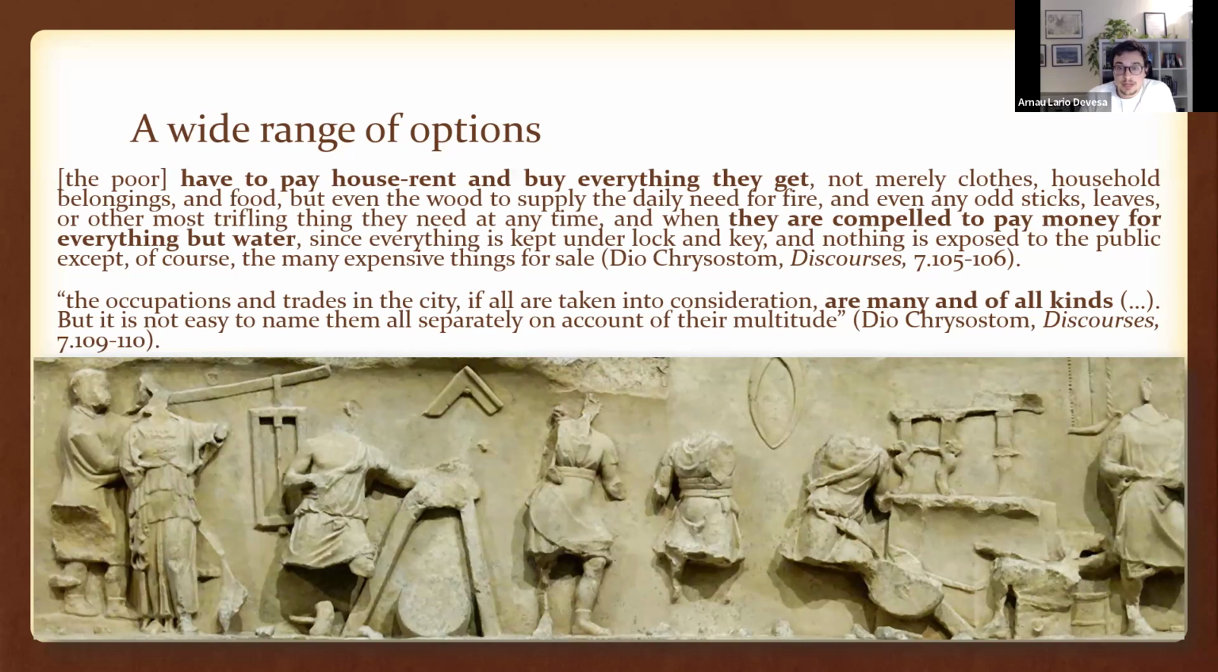And when they are compelled to pay money for everything but water, since everything is kept under lock and key and nothing is exposed to the public except, of course, the many expensive things for sale. For this very reason, it doesn't seem really strange that, according to also Dio, the occupations and trades of the city, if all are taken into consideration, are many and of all kinds. But it's not easy to name them all separately on account of their multitude. What does that mean?